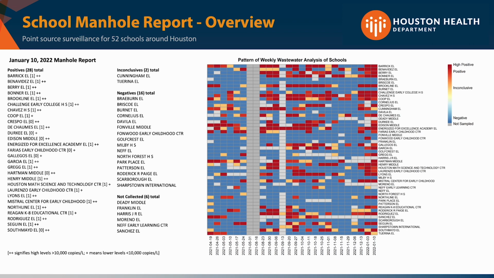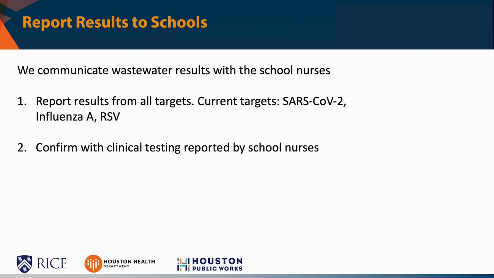For information on how to read and interpret the heat map, please see the data training modules on how to make a heat map. The current full list of targets includes COVID-19, influenza A, and RSV. Wastewater results from the data team are shared with the schools, and sometimes the data is confirmed with what the nurses at the schools are observing as well.